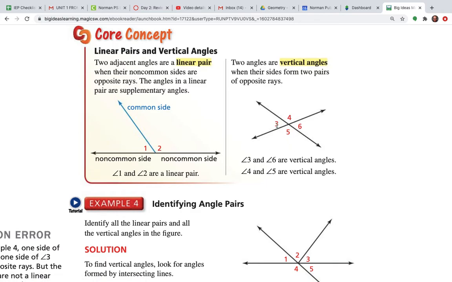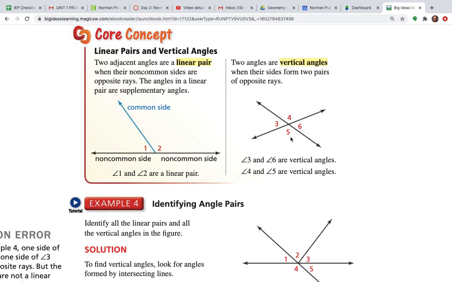Vertical angles, so I want you to make an X with your arms and move your arms back and forth and notice what happens to the size of the angles opposite each other. Okay, now take a look here. Angle 3 and angle 6 are connected in the fact that they will always be the same size. 3 is always the same as 6. 4 is always the same as 5.